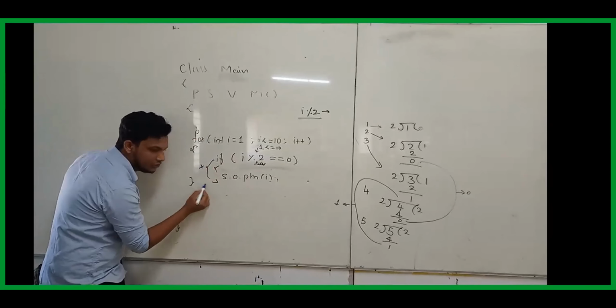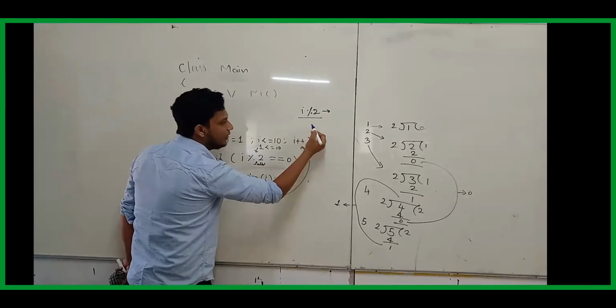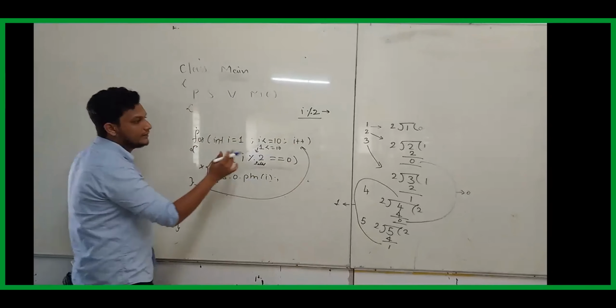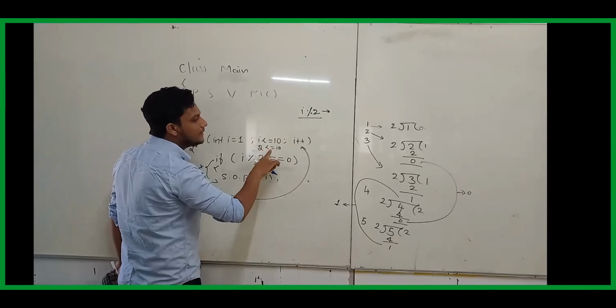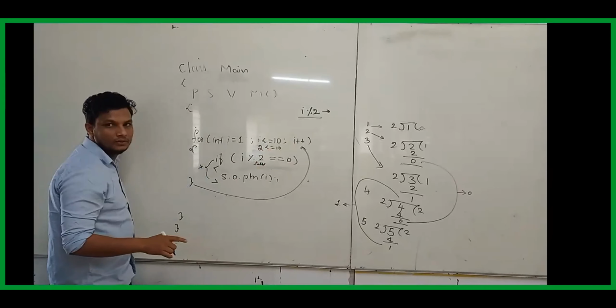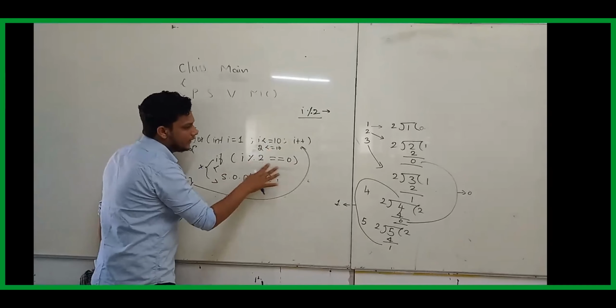Is there anything else to repeat? No, but the for loop is there. The for loop will come here and the i value will be incremented. Then what is the i value now? 2. Now tell me, is 2 less than or equal to 10? Correct? Then it will come inside. Now what is the i value? 2.